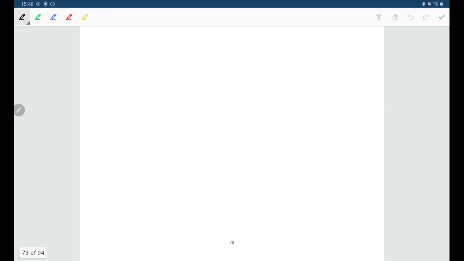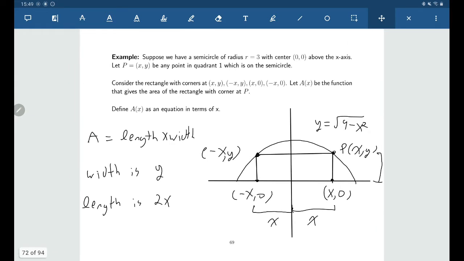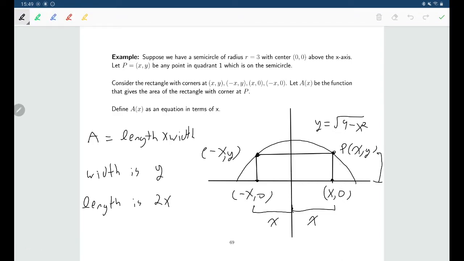We know, number 1, that area is supposed to be length times width. And the length, we said, was 2x, and the width was y. That was the beginning of things. Length and width multiplied together gives me the area of a rectangle, and there are y units in the vertical direction and 2x units in the horizontal direction.